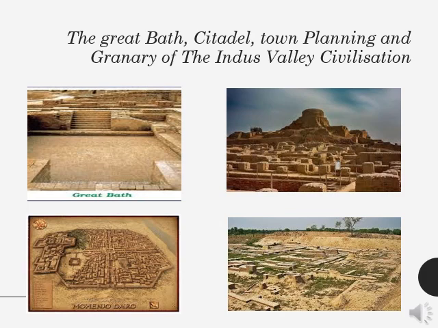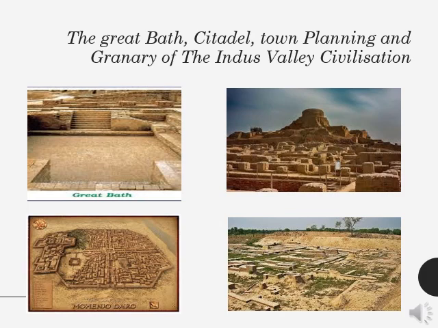Okay, and the Great Bath, granary and all the other public buildings were situated on the upper area of Mohenjo-daro and Harappa, which was called the citadel, and the lower area was kept for the common people and the workers. Clear? So these are the features of the town planning of the Indus Valley civilization, and in the next session we will discuss the social, religious and economic life of the Indus Valley people.